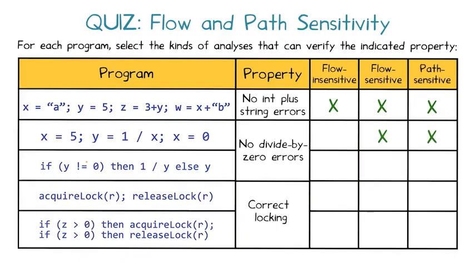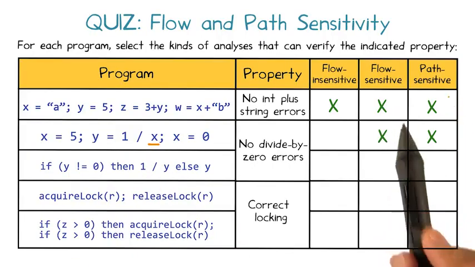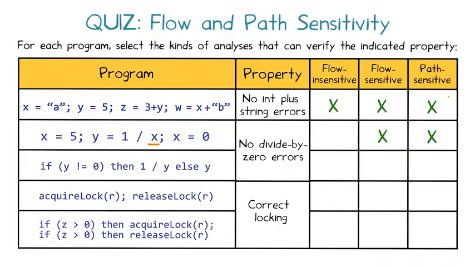The second program cannot be proven by flow-insensitive analysis to be free of divide by zero errors. Because flow-insensitive analysis considers the statements as an unordered set, it does not know that the assignment of 0 to x comes before the assignment of 1 divided by x to y. However, flow-sensitive analysis does consider statement order, so it will know that x will not be 0 at the execution of the division operation. Because path-sensitive analysis is strictly more powerful than flow-sensitive analysis, it will also be able to verify that the program will not throw a division by zero error.